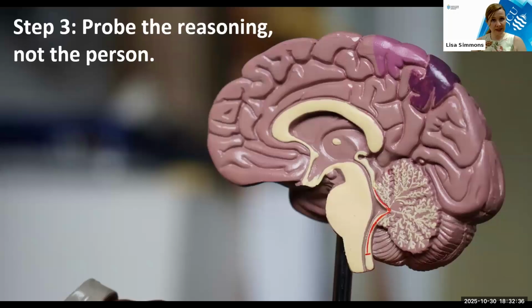So let's move on. In step 3, we are trying to hear how the learner is thinking, not just the answer. We are looking for the evidence they used and what would make them change their mind. So probe the reasoning, not the person, means we ask about the thinking process behind a decision rather than judging the person's knowledge or competence. When we focus on the reasoning, learners feel safer, they think more clearly, and we get better answers.